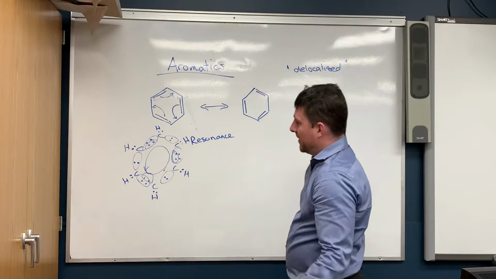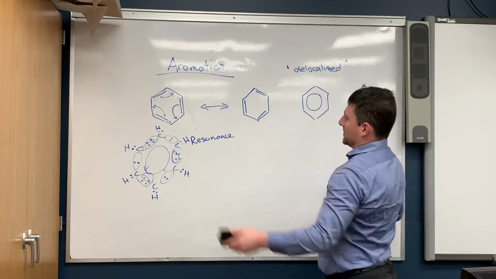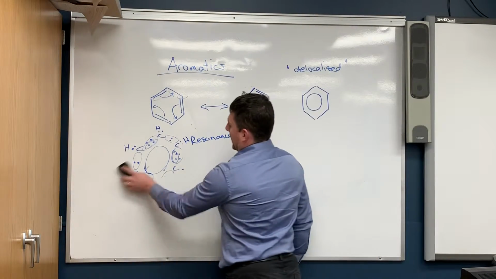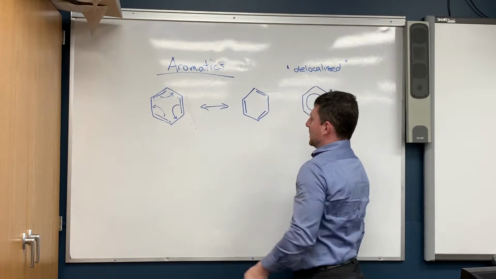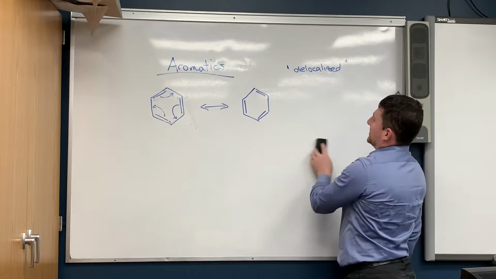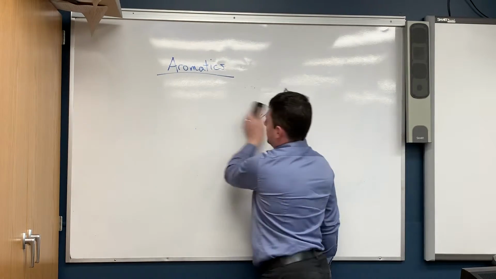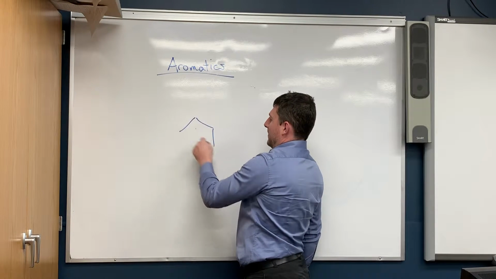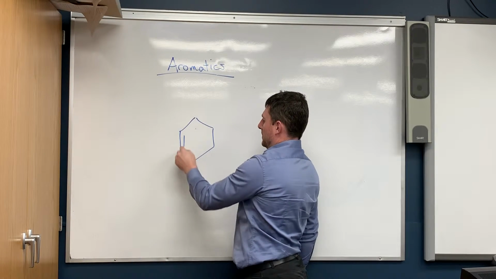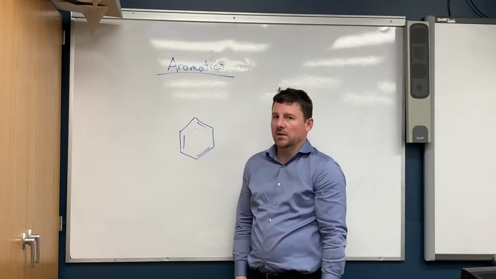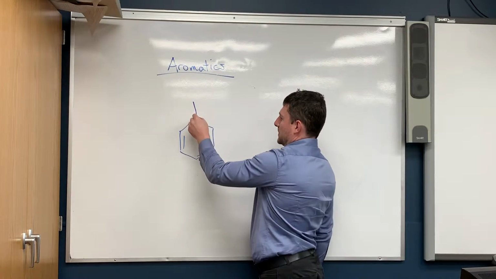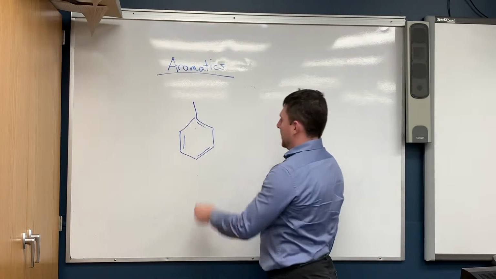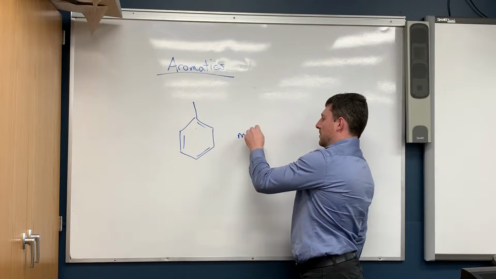So now that we know what benzene is all about, how do we go about naming benzene? Well, if it's just by itself, then we just call it benzene. And if we add things to it, we use the same rules that we used before. So for example, if I put a methyl group there, I would call it methylbenzene.